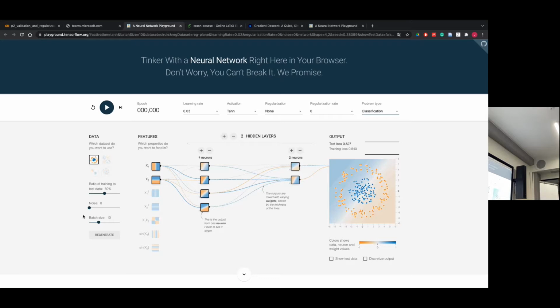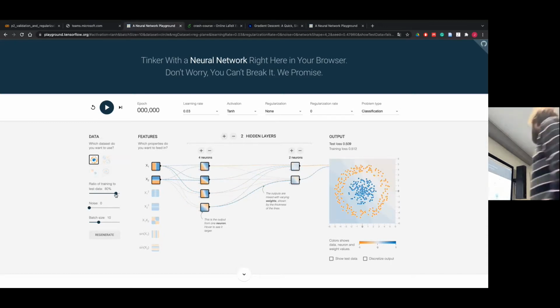So you have several options in that. You can set a training/test data ratio. So for example, if you put 80%, it means that you have 80% of the data in the training set and 20% in the test or validation set.